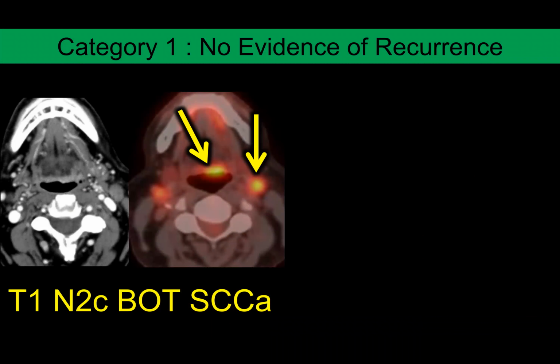So first, a green case, category 1, no evidence of recurrence. So here's a patient who had a T1 N2C base of tongue squame. So there's a little area here in the base of tongue or the lingual adenoidal tissue with increased uptake. We see it has increased uptake, it has high density, and we see what looks like increased uptake in some pathologic nodes on that side.